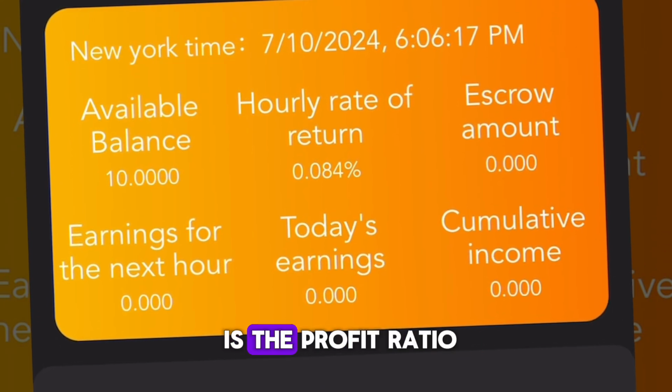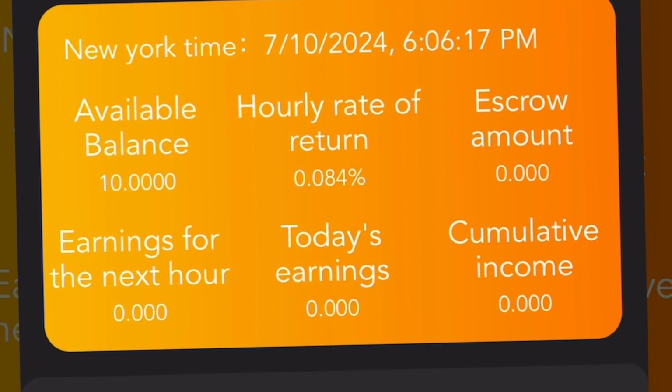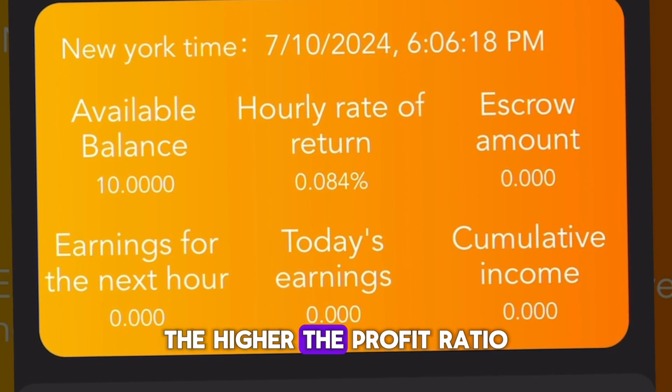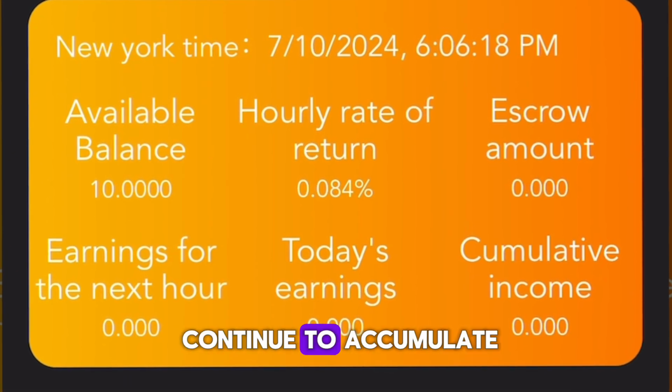What is shown here is the profit ratio for each hour. The profit ratio for each hour is different. The higher the amount recharged, the higher the profit ratio. If you do not withdraw money, the profit earnings will continue to accumulate.